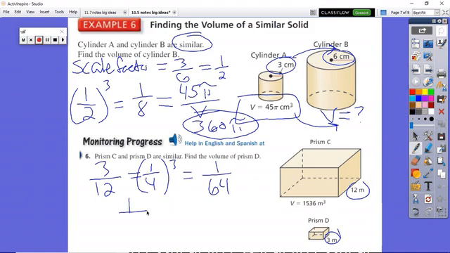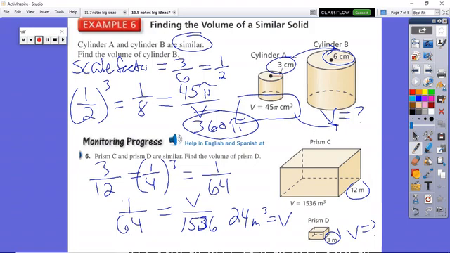Now I use 1 over 64 as your ratio in a proportion solving for the missing. We're missing the small volume here, so we put the variable on top. So I go small over big, 1536. When you cross multiply on this one, divide by 64, and you get 24. And this is meters cubed when you solve for big.